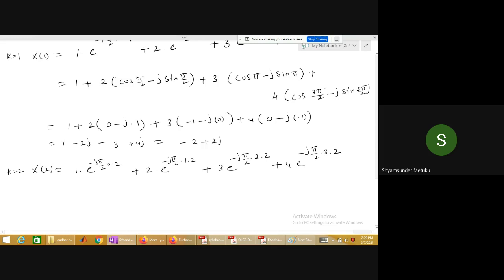Now you tell me again. It is 1 plus 2 into e power, the 2 gets cancelled, it will become 5. Yes, sir. Now plus 3 into cos 2 pi, the 2 gets cancelled, 2 pi will be there, minus j sin 2 pi. Now this one is cos 3 pi.